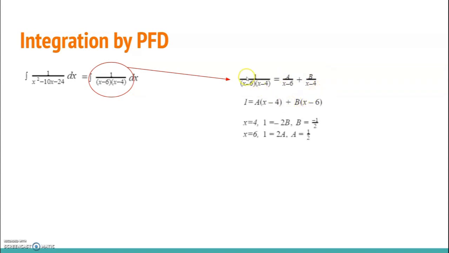And so we're able to multiply both sides by x minus 6, x minus 4 to get 1 equals a times x minus 4 plus b times x minus 6. And then we're trying to get the values where these numbers are going to equal 0. So at x equals 4, 1 is equal to negative 2b, so we get that b is equal to negative 1/2. And at x equals 6, 1 equals 2a, so a is equal to 1/2.